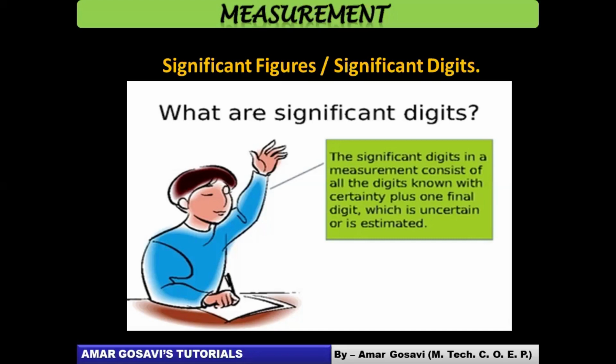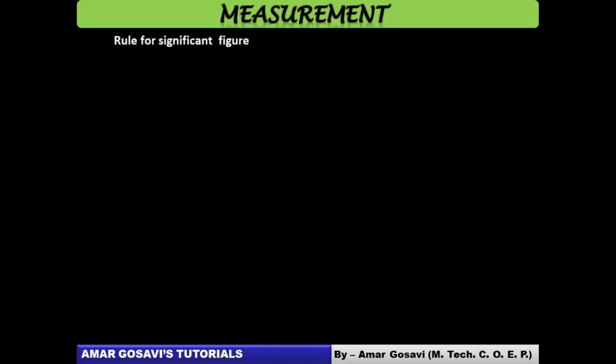So you just take a screenshot of this so that this serves as a definition for you so far as significant digits are concerned. Let's see how we work it out. When we take examples, things would become clearer. All right, let's move ahead. Again, I repeat, the significant digits in a measurement consist of all digits known with certainty plus one final digit which is uncertain or is estimated. What exactly it means, let's understand through examples. First, let's talk about the rules for working out significant figures.